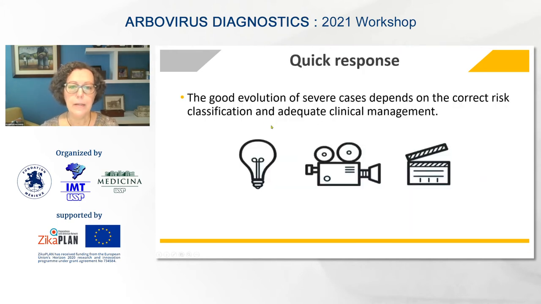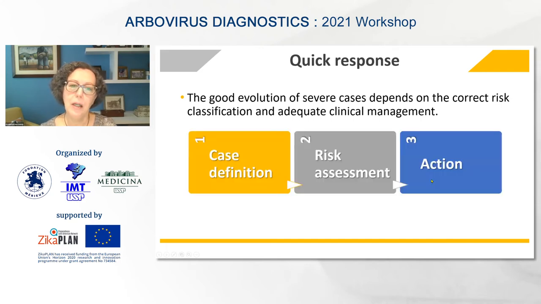So what we need is a quick response. And why? Because the good evolution of severe cases depends on these actions: the correct risk classification and a proper clinical management of the patient. So like in movies, light, camera, action, we have first to define if this is a suspect case of arbovirus infection or not. Then to proceed to the risk assessment of the patient.